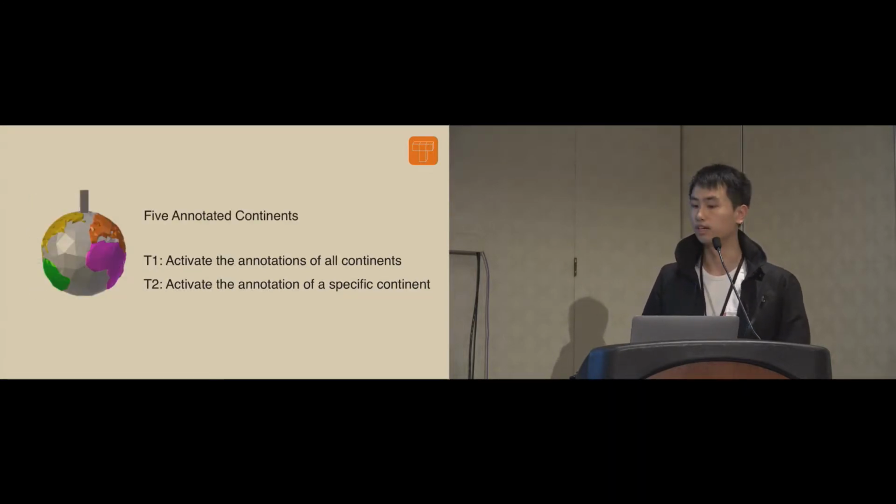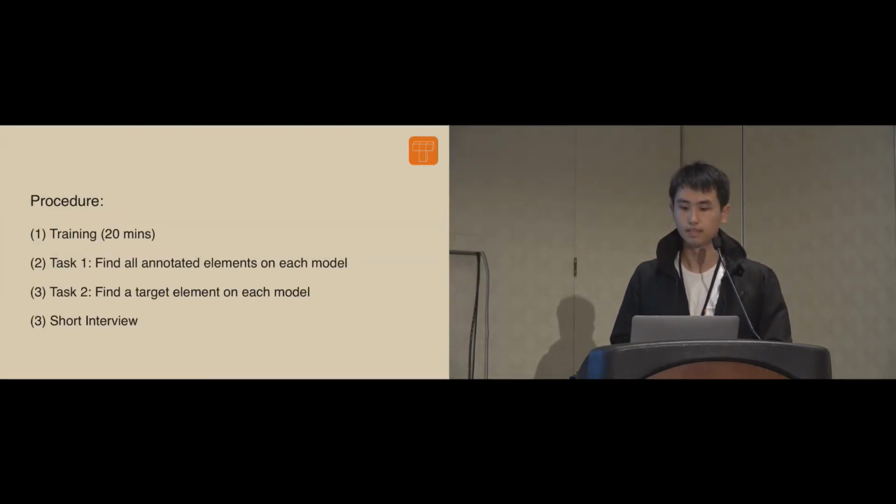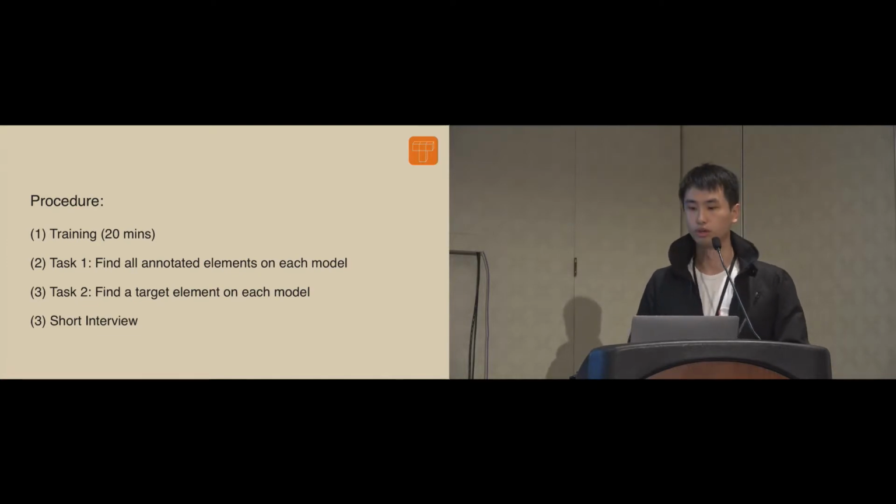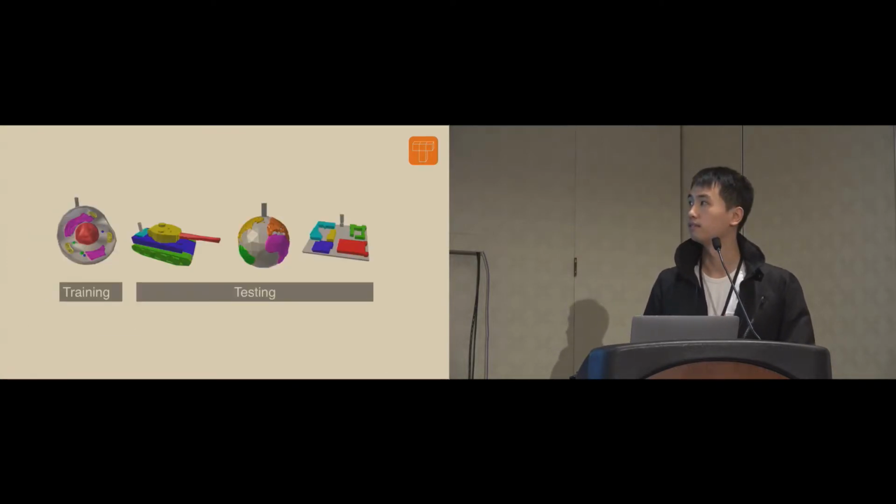For example, on the globe model, we annotated 5 continents. So in the first task, they need to activate the annotations of all elements. And in the second task, we speak out a name of continent, and they need to activate that specific annotation. And we'll repeat this activity for all 5 continents. In the end, we conduct a short interview to collect feedback.